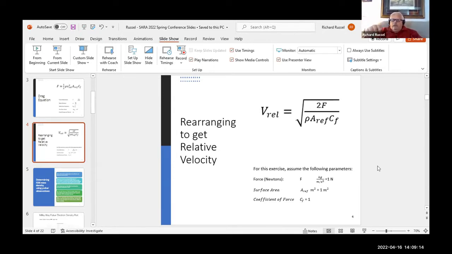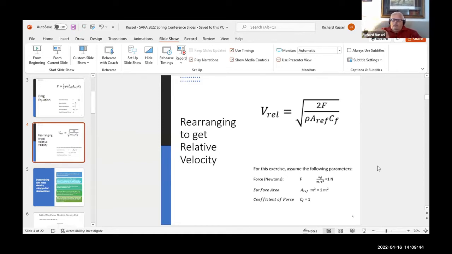So what I do here is I'm going to assign the force to be 1 Newton. So I'm going to assume a 1 Newton thrust. And then I'm going to assign surface area and coefficient of force both at 1. At that point I really have a formula where the relative velocity is the square root of 2 over the density. And using that formula, all I need to do is calculate density.